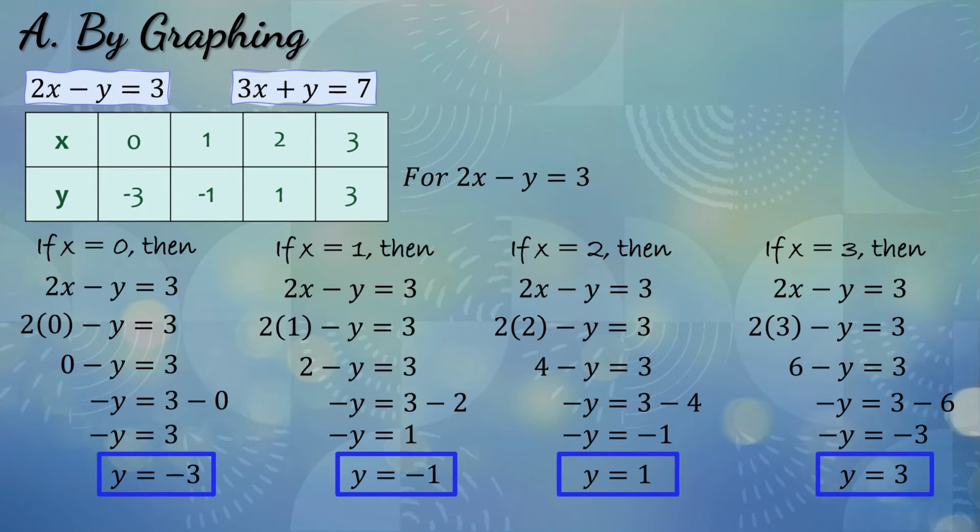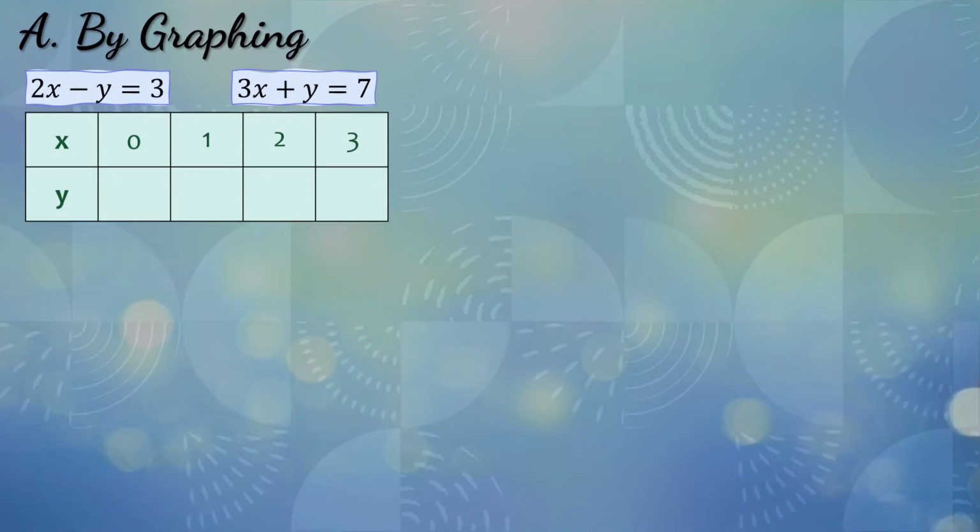Proceed na tayo sa pangalawang equation. The second equation is 3x plus y is equal to 7. Again, ganun pa rin ang gagawin natin. Let us find the y coordinates for the second equation para makumpleto natin yung table of values.